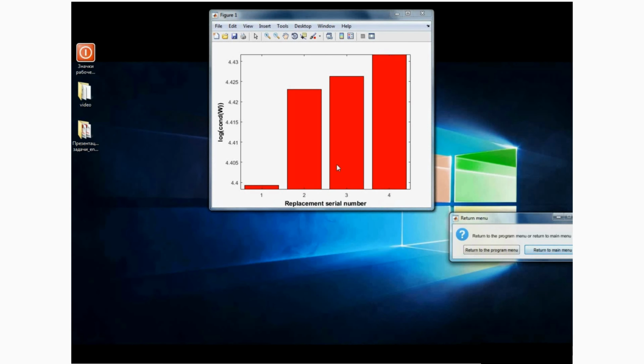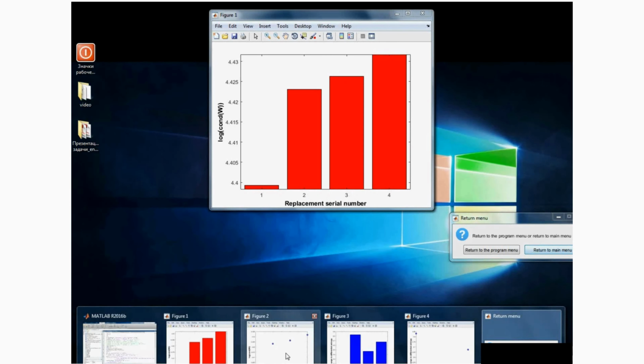The graph of dependence of LG con W on the serial number of the replacement is presented. The first column corresponds to the interaction of wild-type proteins. The second column corresponds to the interaction of BAK peptide with the replacement of Q77 by alanine. At number 3, we performed the substitution of I55 for alanine in the BAK peptide during this interaction with the BCL-XL protein. And the fourth column corresponds to the interaction of BAK peptide with the replacement of L78 for alanine with the BCL-XL protein.